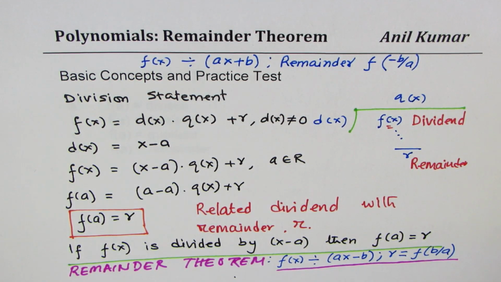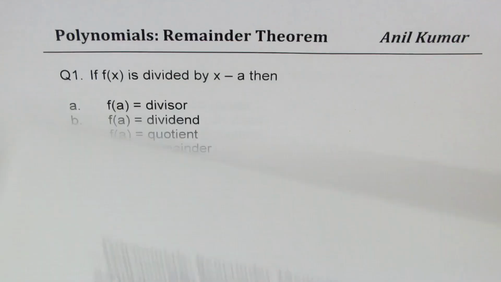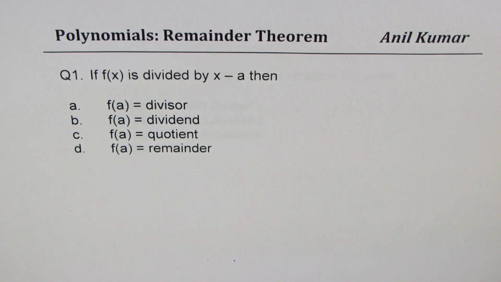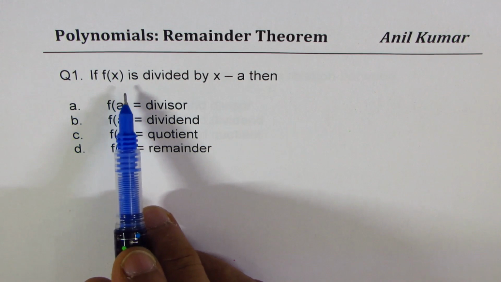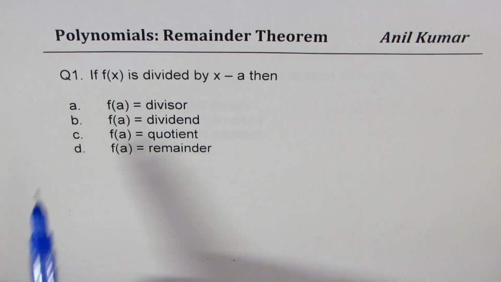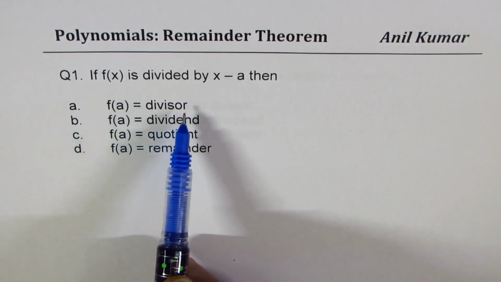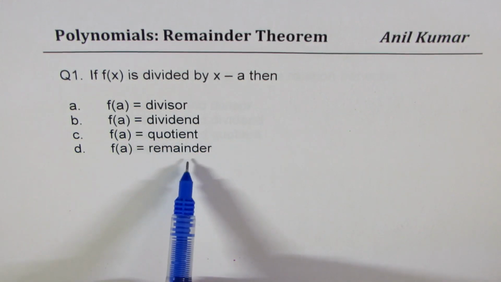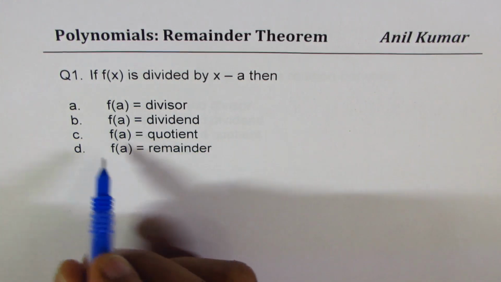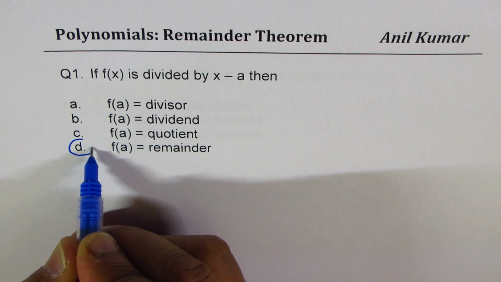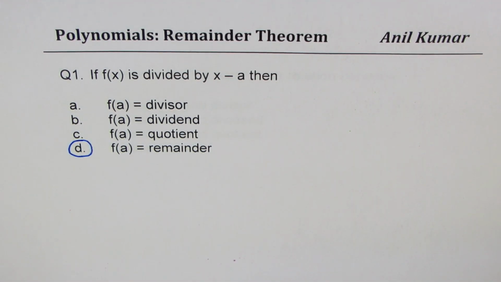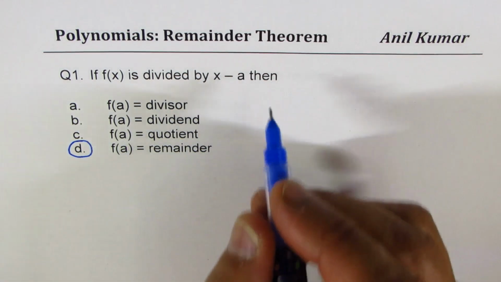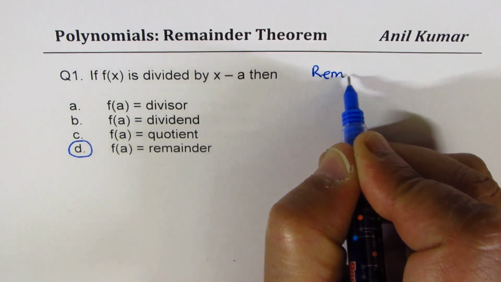Is that clear? Now with this small introduction, let's take up multiple choice questions. Question number 1. If f of x is divided by x minus a, then f of a is the divisor, dividend, quotient, or remainder? Clearly, f of a is the remainder, right? So that is the remainder theorem.